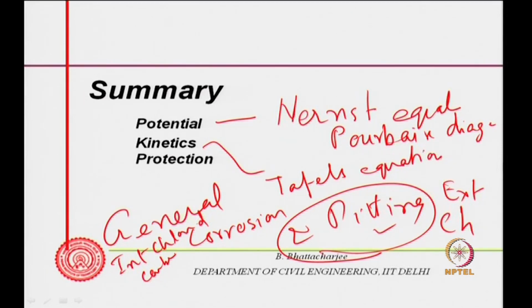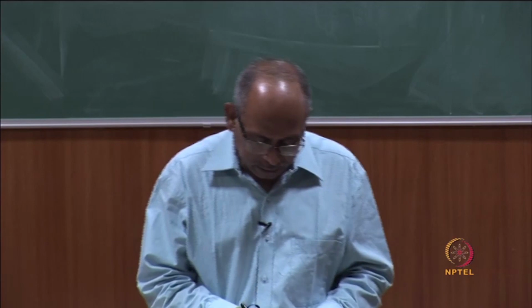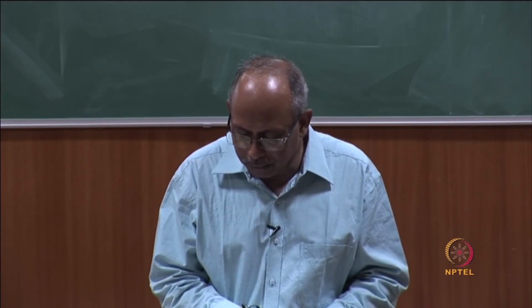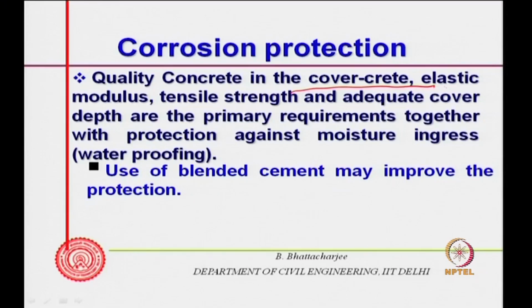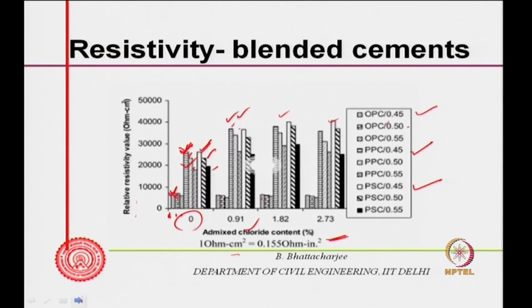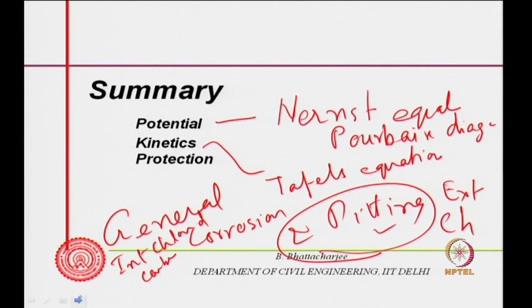And then we talked about protection measures. Good concrete is the first thing. I think I must have mentioned this, but I am re-mentioning it before stopping. Quality concrete and cover concrete. Elastic modulus is important. Good quality concrete is very important. Elastic modulus, because it is related to cracking, we will look at it in the next class. Tensile strength and adequate cover depth, these are very important. So, good concrete is very important, and elastic modulus of the concrete, that is strength of the concrete, and cover depth is very important. Actually, quality of construction plays a big role.